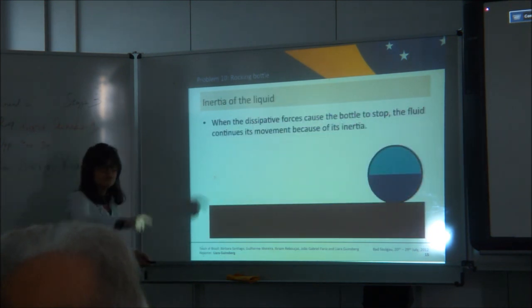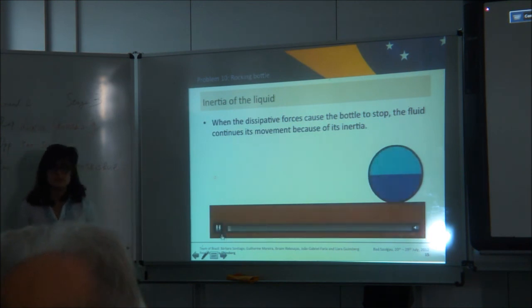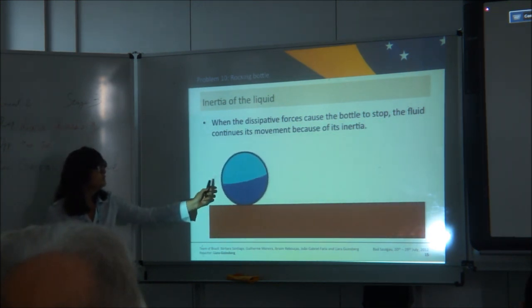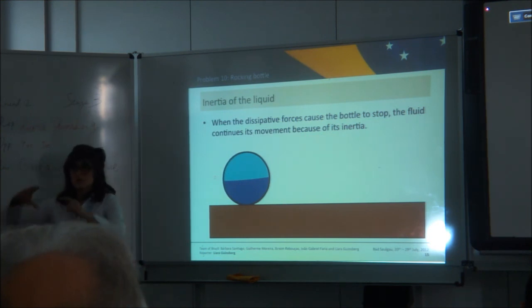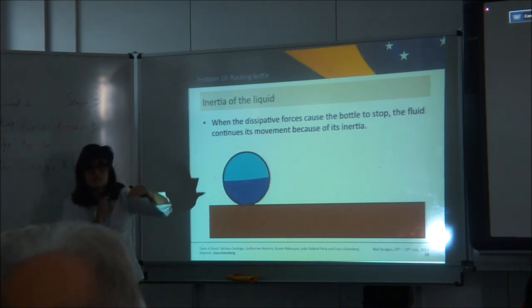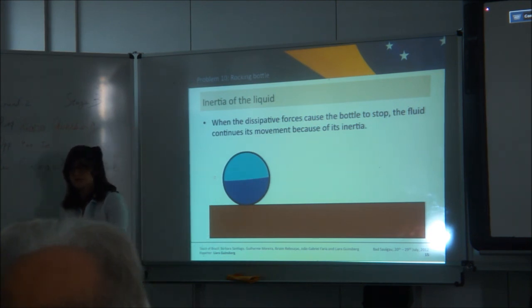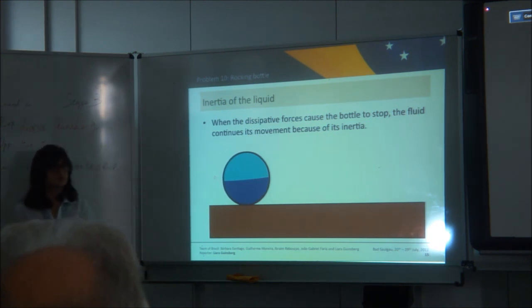The inertia of the liquid. When the dissipative forces cause the bottle to stop, the fluid continues its movement because of the inertia. So we have a movement in one direction causing a torque. This torque causes the movement in the contrary direction. This happens until the bottle comes to rest by the dissipative forces.